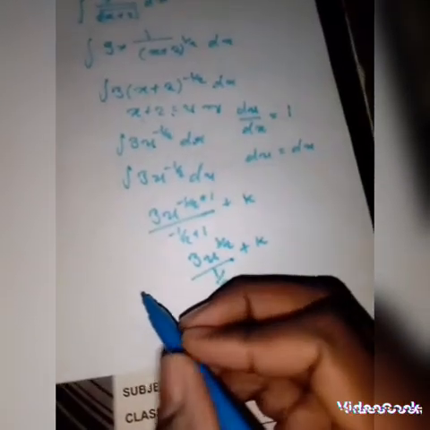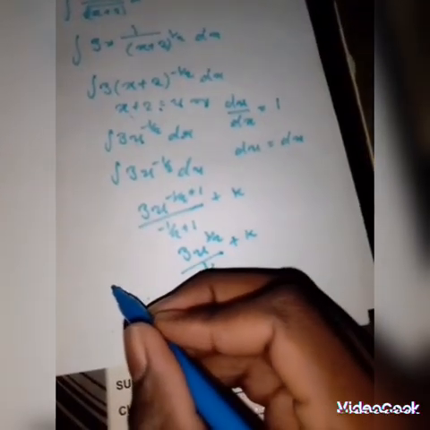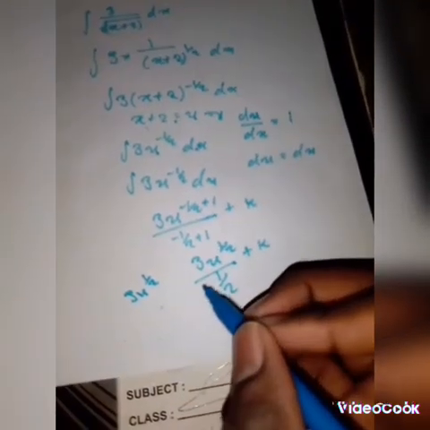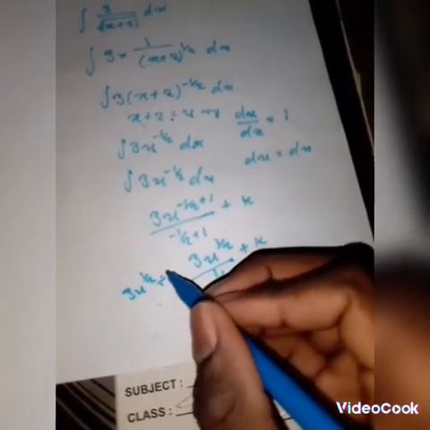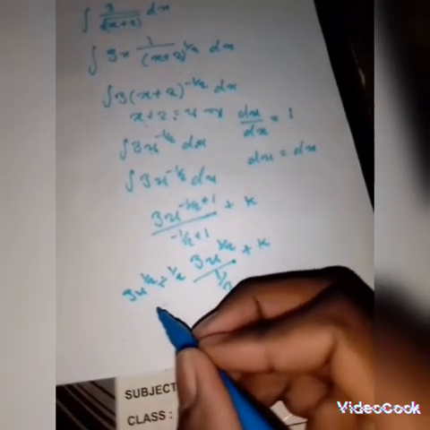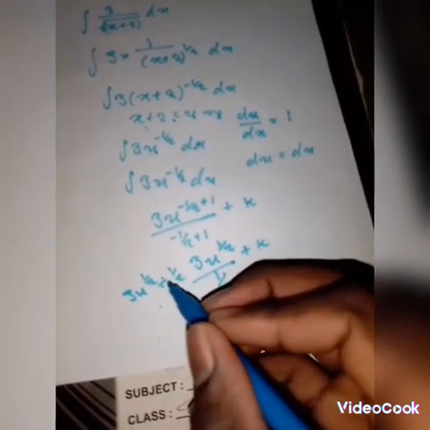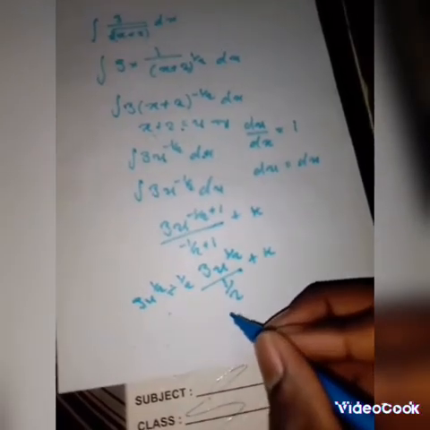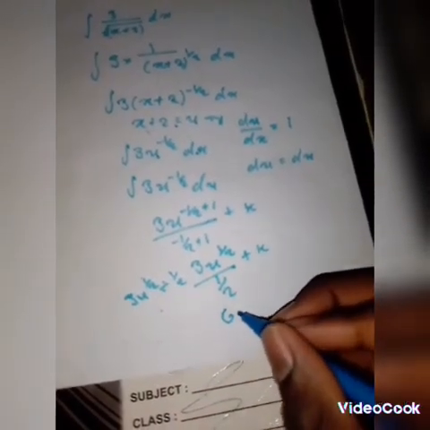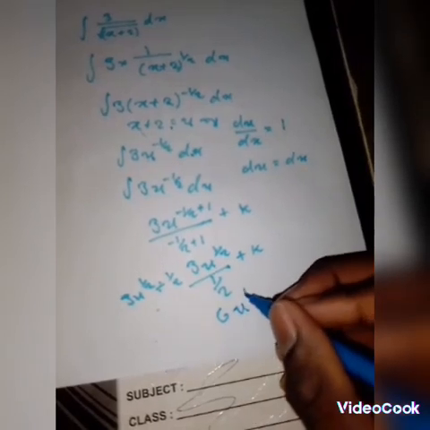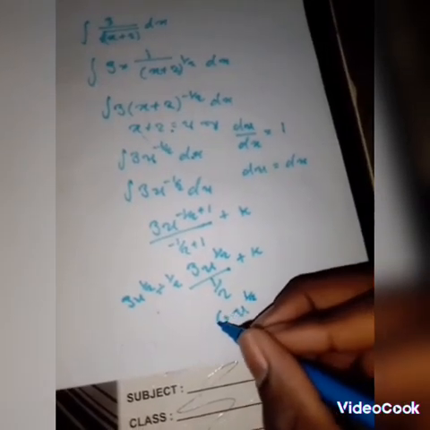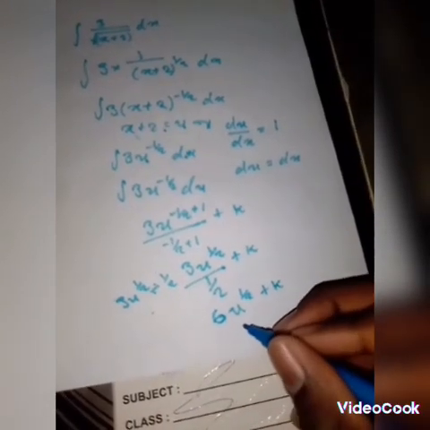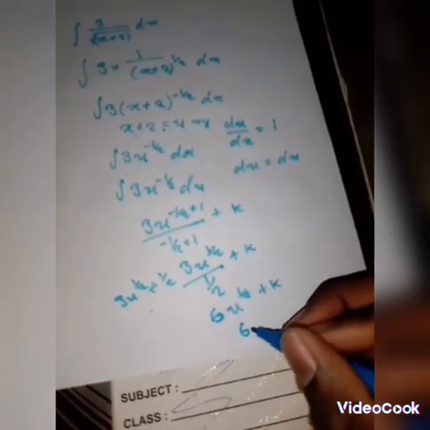Okay, and this is the same as saying 3u raised to the power 1 over 2 divided by 1 over 2. If we just reciprocate, that 1 over 2 is going to give us a 2. And then we basically have 2 multiplied by 3, which gives us 6. So 6 multiplied by u raised to the power of 1 over 2. And please remember that 1 over 2 is the same as the square root. So here we have 6 multiplied by the root of u.